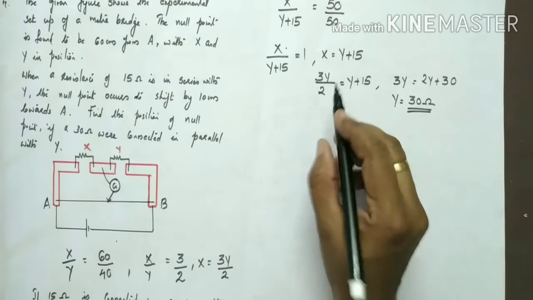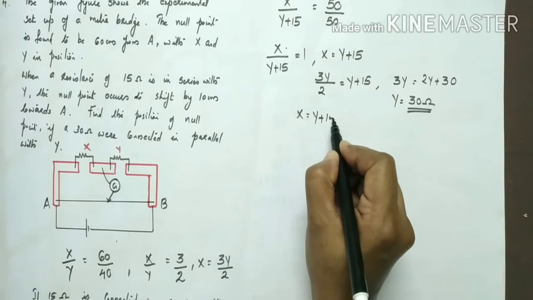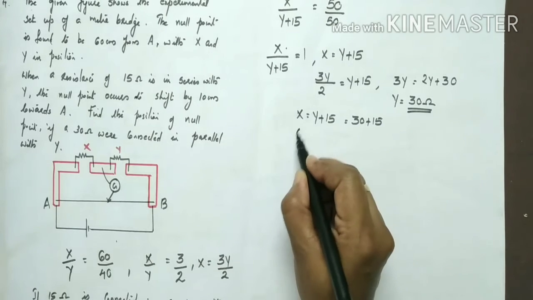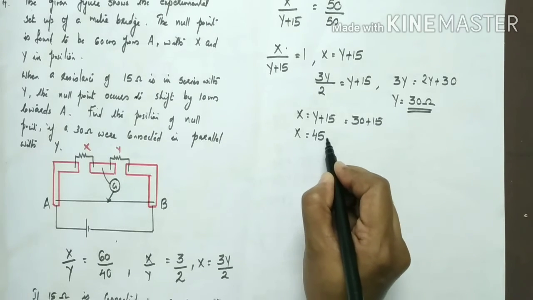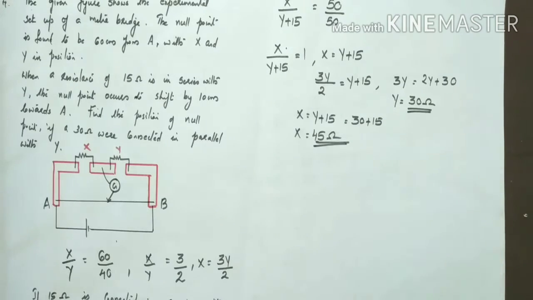If Y is equal to 30 ohm, we can write X as X is equal to Y plus 15, isn't it? Is equal to 30 plus 15. So X is equal to 45 ohm. We got the values of X and Y as 45 ohm and 30 ohm.